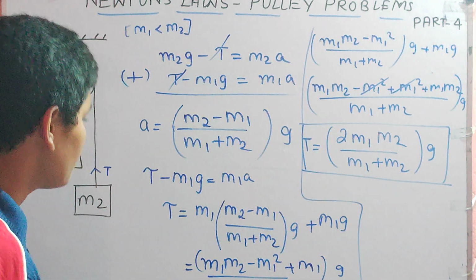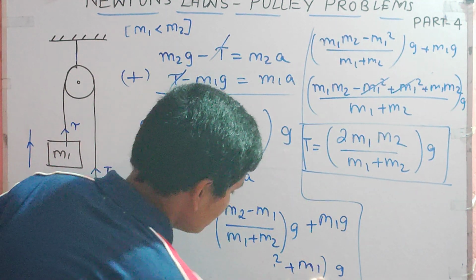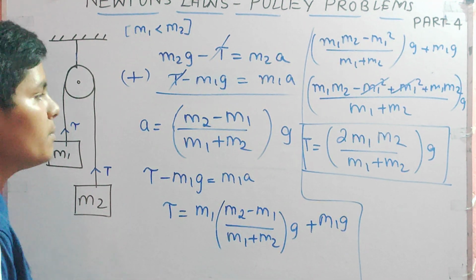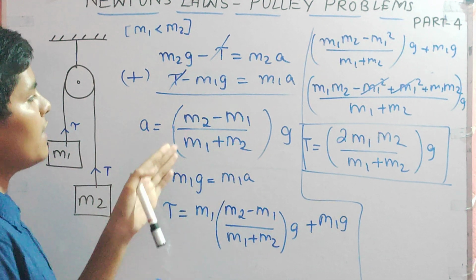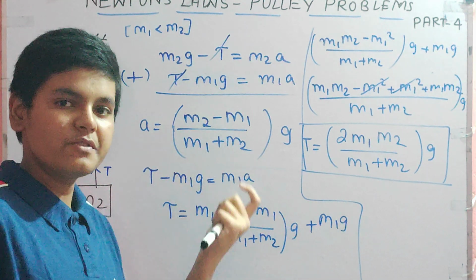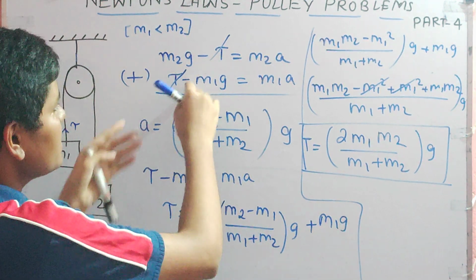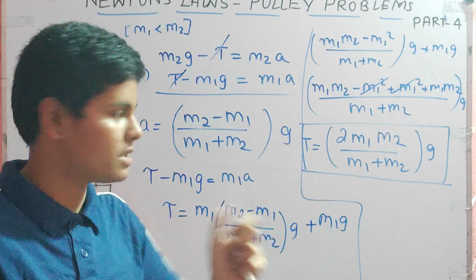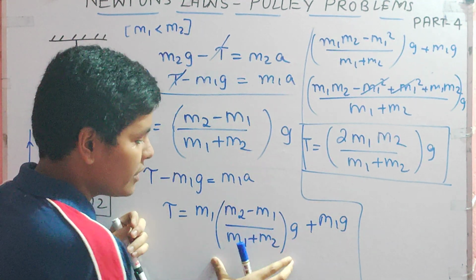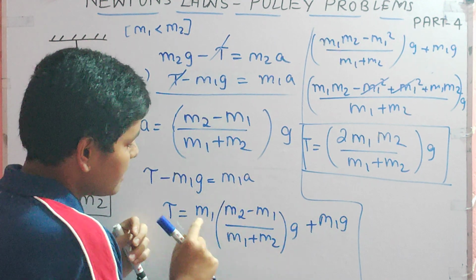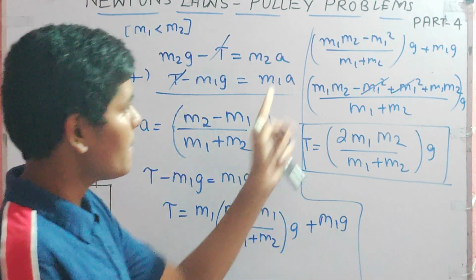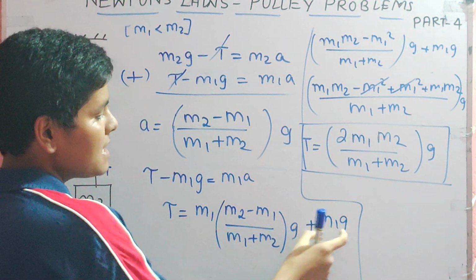So I'll explain what I did again. We got the acceleration (M2 minus M1) by (M1 plus M2) into G. This acceleration value we substituted in one equation, for example in the second equation, T minus M1G is equal to M1A. Keeping M1G on that side, it becomes plus M1G. A value we substituted over here. Then M1 into (M2 minus M1), M1 into M1 is M1 square, by M1 plus M2, into G plus M1G.